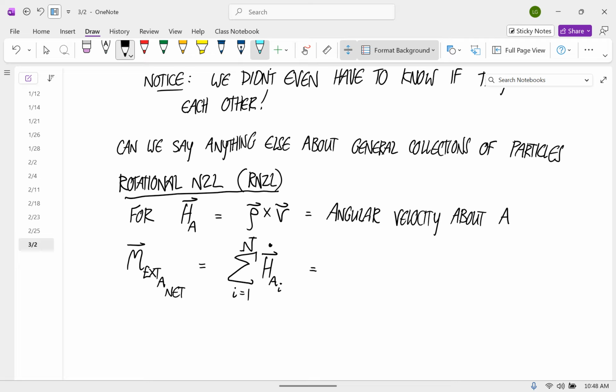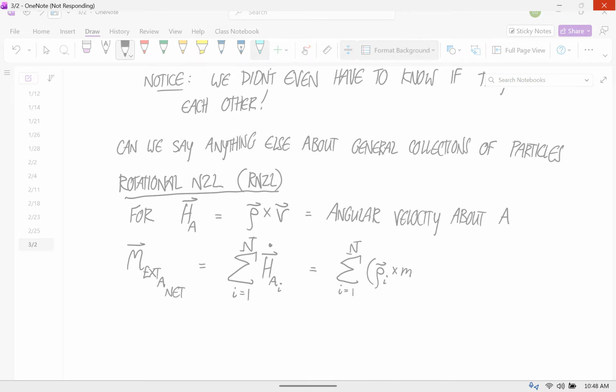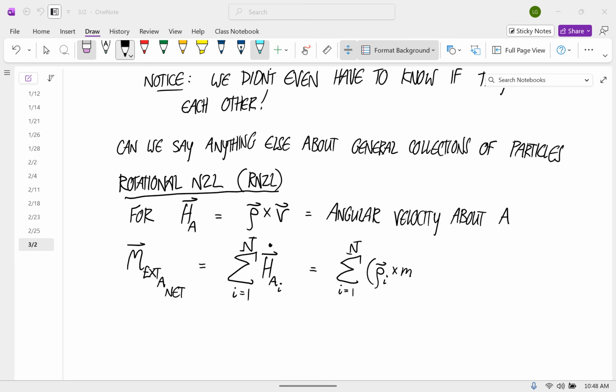And you could also write it as the sum for each one of these particles of the row vector for that particle crossed with the mass. Oh, I wrote this wrong, sorry. This should be mv. It's a momentum, so that makes sense. And so this is rho sub i crossed with m_i times v_i, and then the time derivative of all of that.